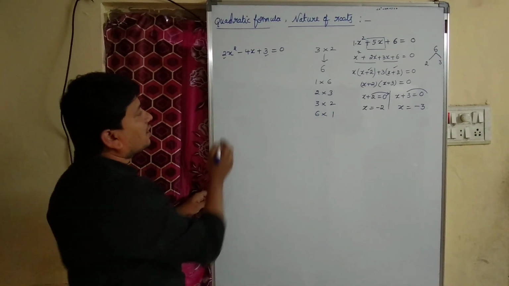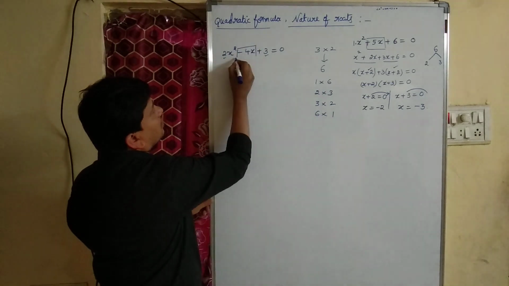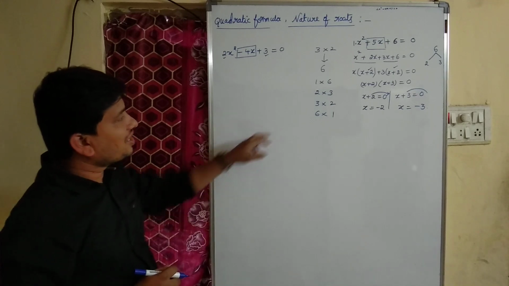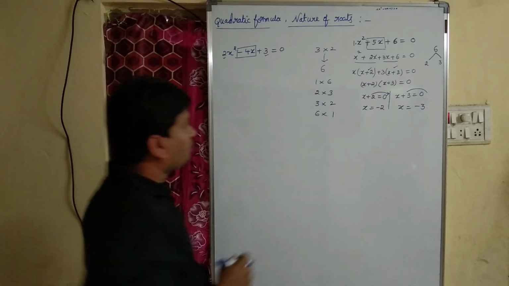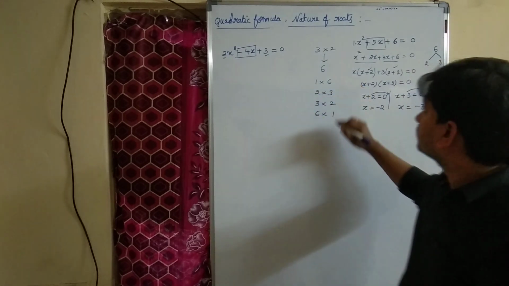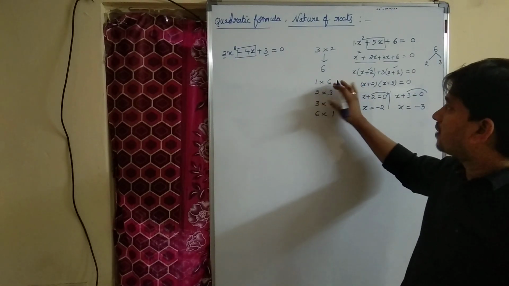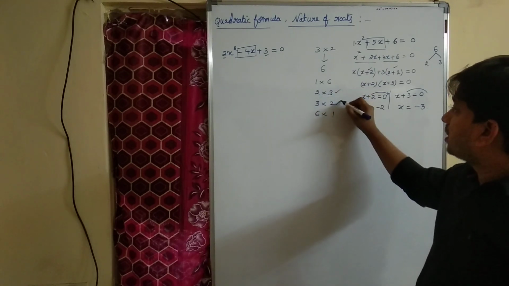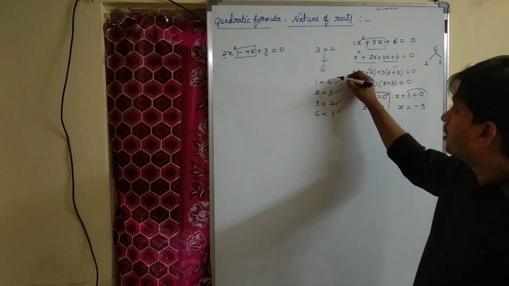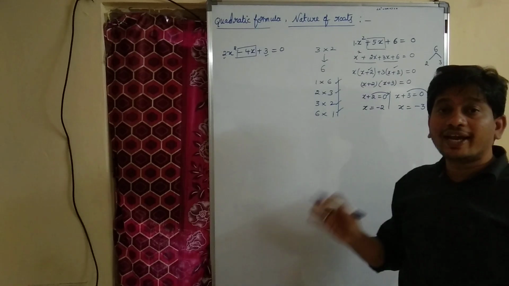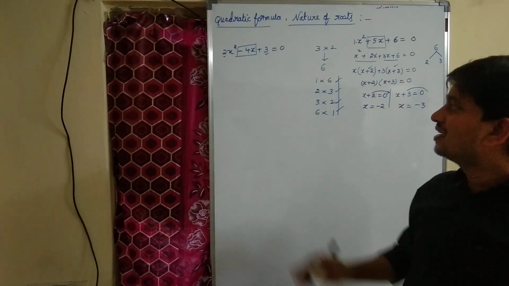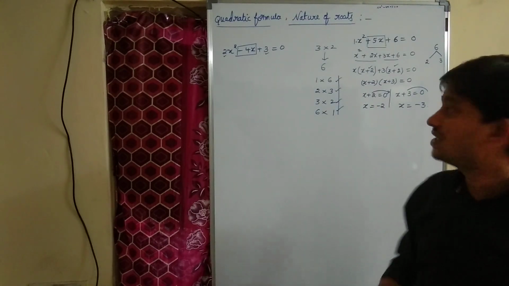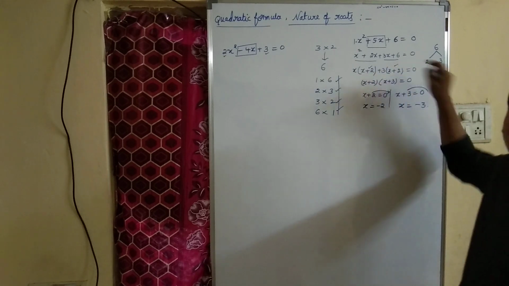And if you observe the middle term, what is the middle term, children, here? The middle term is minus 4x. Is there any possibility? If you add 1 to 6, you will get 7. If you subtract 1 from 6, you will get minus 5. Here also there is no possibility. There is no possibility at all to get the middle term. Then, in this case, we cannot find the roots of the quadratic equation by using the factorization method.